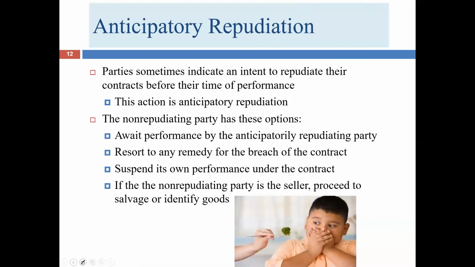Let's discuss the topic of anticipatory repudiation, or anticipatory breach is another term for this. We called it anticipatory breach earlier, more commonly.